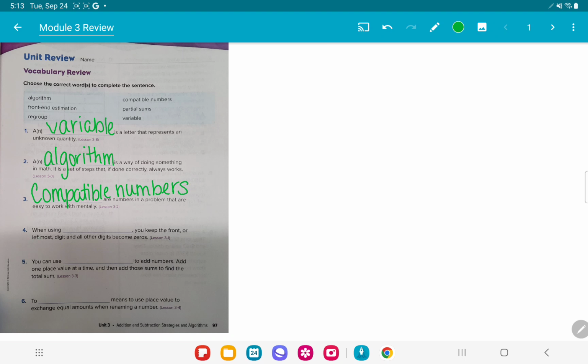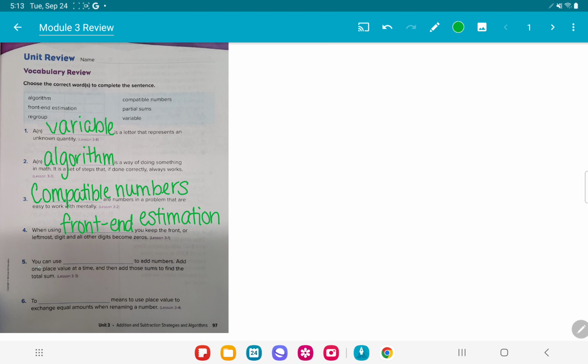Number 4, when using blank, you keep the front or leftmost digit and all the other digits become zeros. That's front-end estimation. It's one of those strategies we talked about when we want to just get close to the exact answer. We want to be able to quickly and easily come up with a close answer in our head. We don't need the exact quantity.